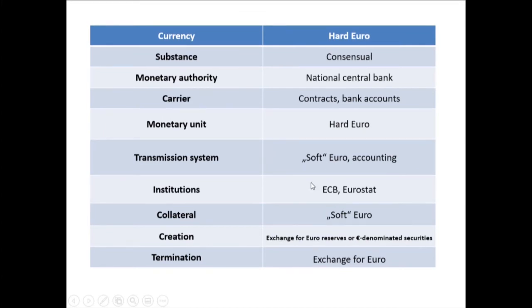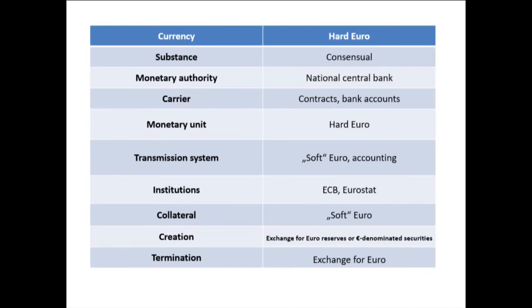Two important institutions are the European Central Bank that states or determines the basic exchange rate, and the Eurostat, which is the statistical agency of the European Union that measures inflation.